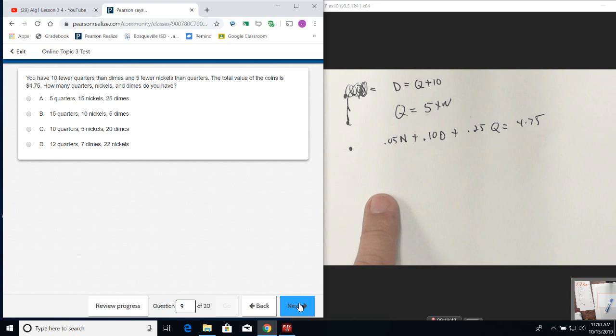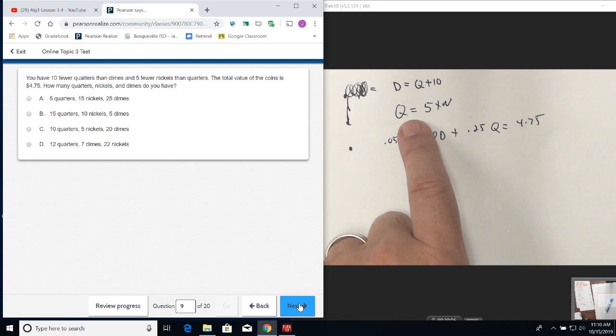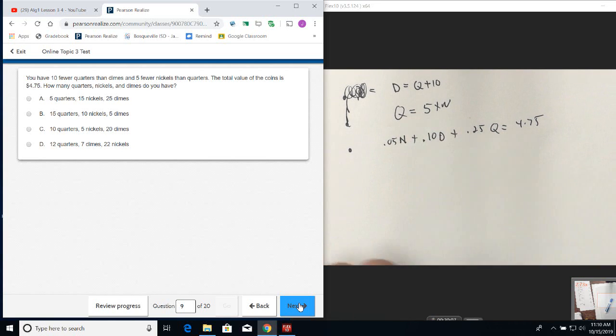Okay, how many quarters, nickels, and dimes do I have? Well, how do I solve that system of equations? I could do it by substitution. I could do it by elimination. There's a lot of different ways of solving that. Let's do this one by row reduced echelon form. Can we put it in standard form and do it that way? This one already is. What about this one? How would I do that in my calculator?